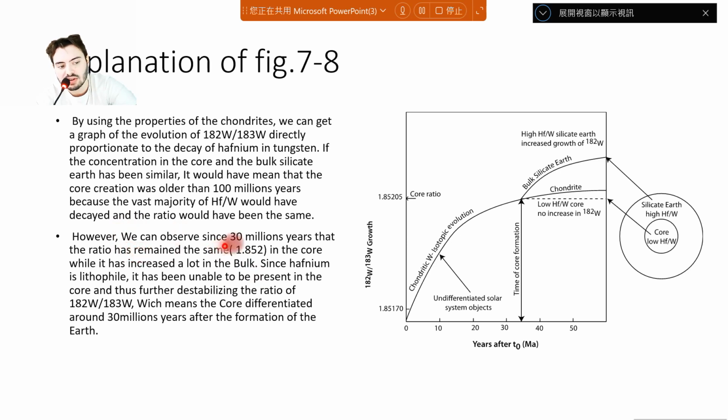However, we can observe that since 30 million years after the formation of the Earth, the ratio has remained the same in the core, while it has increased a lot in the bulk. Since hafnium is lithophile, it has been unable to be present in the core, thus further destabilizing the ratio of our isotopes in the mantle, which means the core differentiated around 30 million years after the formation of the Earth.